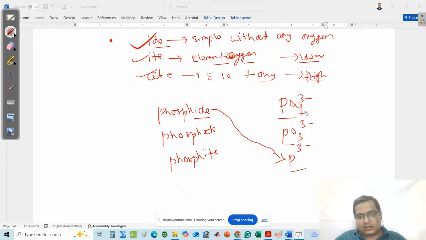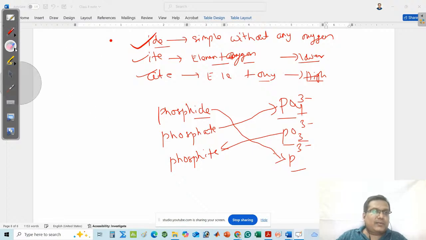Next, both have oxygen along with their elements. But here oxygen 4, here oxygen 3. That means element plus lower oxygen number. Lower oxygen means here belongs to ite. That means here I can say that PO3 3 minus is your phosphite. And this is your element with oxygen of higher. That means here you can say that PO4 3 minus is your phosphate.